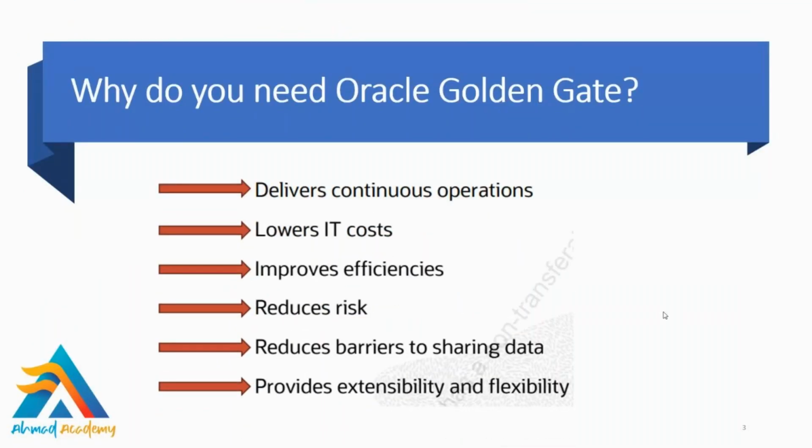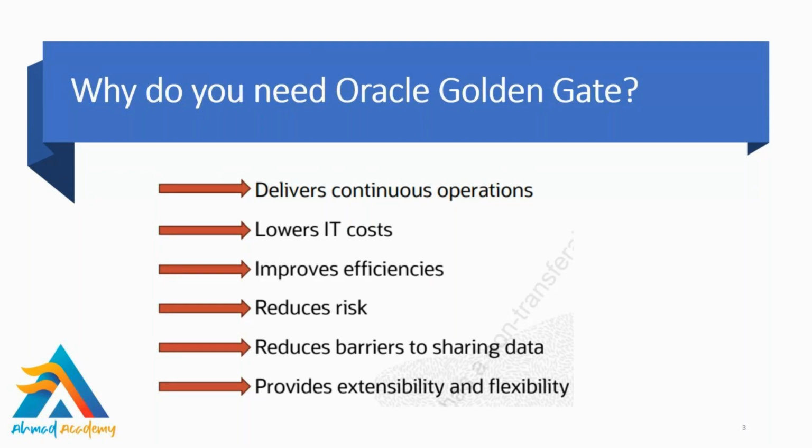First, it will deliver continuous operations. So what does it mean? It means mission critical applications eliminate planned and unplanned downtime and related cost. And lower IT cost means it provides heterogeneous support for multiple platforms, will leverage lower cost infrastructure for query offloading, and improve efficiency through improved performance, scalability of real-time feeds and data distribution.